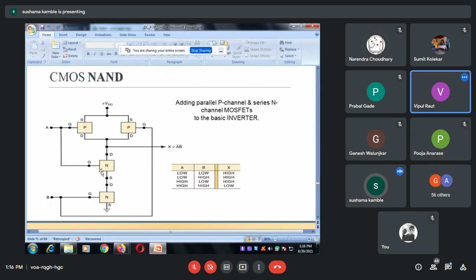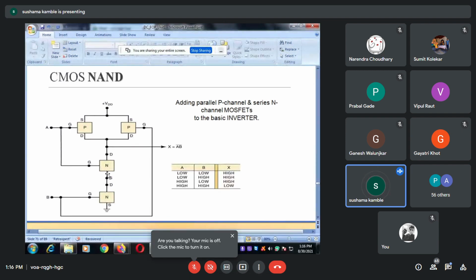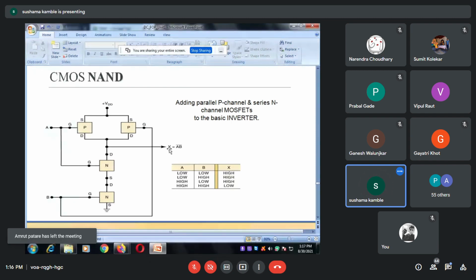A NMOS is on, but A is off. So this is going to be disconnected. You are not getting ground or 0 volt at the output of this. Only the PMOS is connected to this. Q1, this PMOS is connected to the circuit. So you will get the high output because this PMOS is connected to VDD. Is it clear?